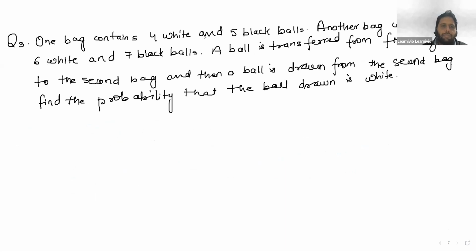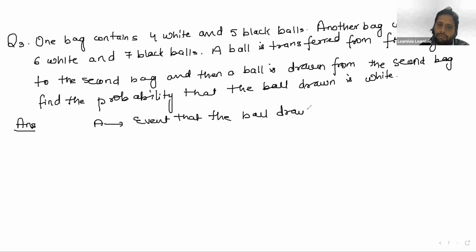The question is: one bag contains 4 white and 5 black balls. Another contains 6 white and 7 black. A ball is transferred from the first bag to the second, and then a ball is drawn from the second bag. Find the probability that the ball drawn is white. First of all, whatever we need to find, take that as A. Event A: the ball drawn is white.